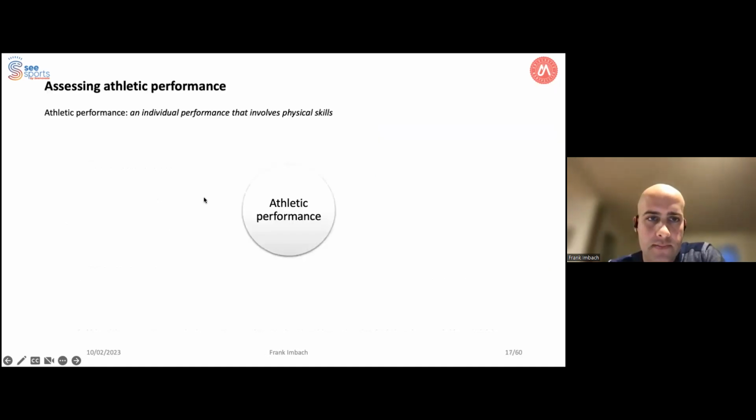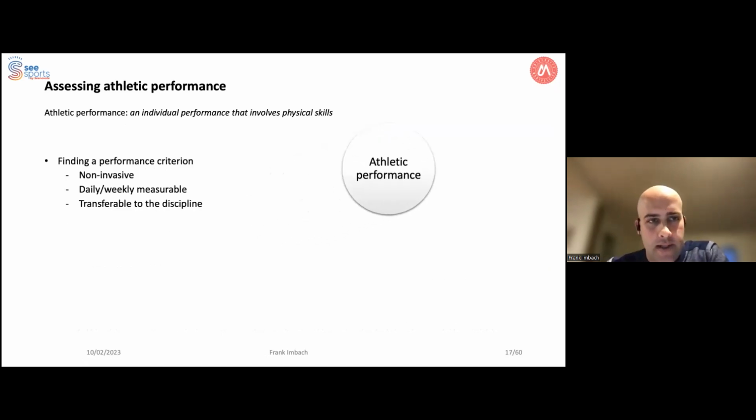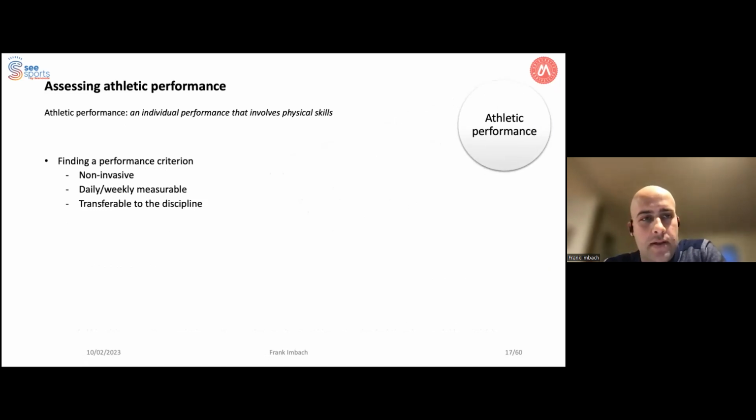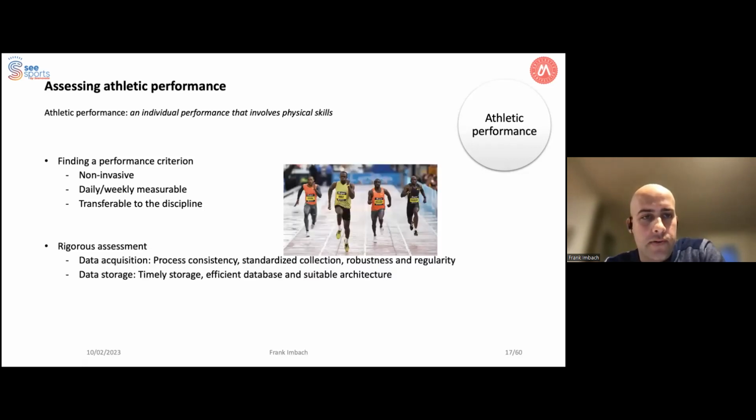Okay, we presented the input, the entry of the system, but now what about the performance? So athletic performance could be an individual performance that involves physical skills. This is a definition and not the only one, but it's about finding a performance criterion. Assessing a performance in ecological conditions could be a very big deal. The method should be non-invasive because tests can be risky and could impair training programming or planification made by the coach. It should be daily for the best, or at least weekly measurable, and transferable to the discipline.